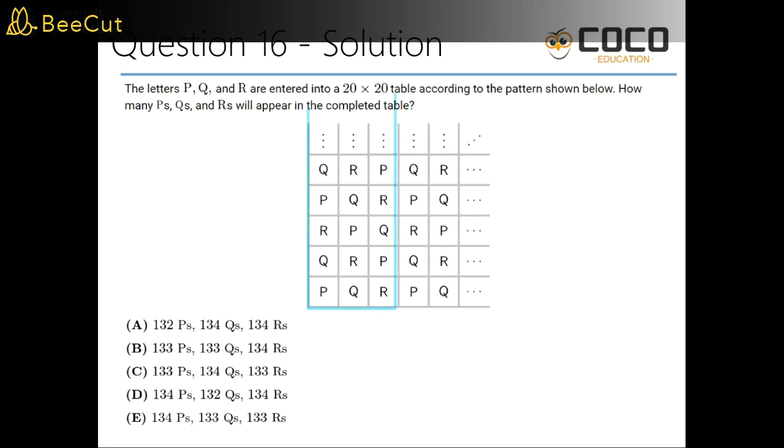Now, in the first column, it goes by the sequence PQR, PQR. So 20 divided by 3. That's 6, remainder 2. So it means there are 6 groups of PQR. For the remainder 2, the first 2 are P and Q. This means that in the first column, we have 7P, 7Q, and 6R.